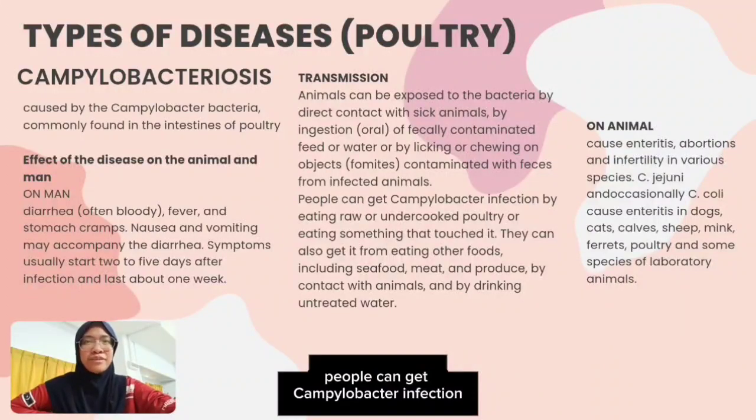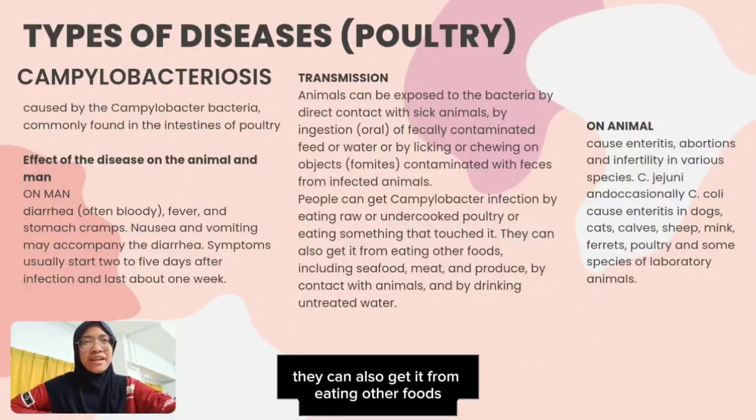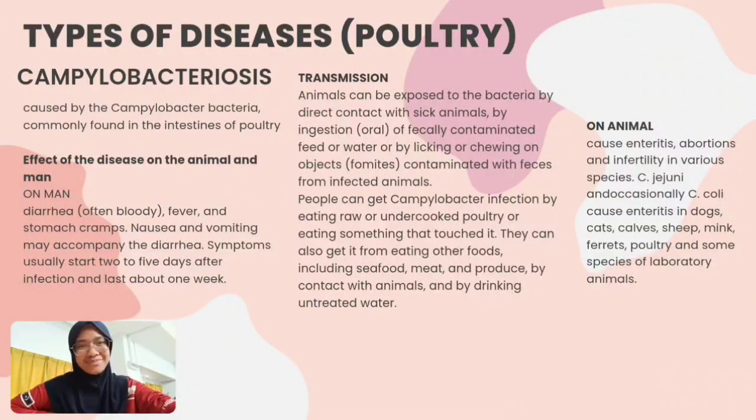People can get Campylobacter infections by eating raw or undercooked poultry or eating something that touched it. They can also get it from eating other foods, including seafood, meat, and produce, by contact with animals, and by drinking untreated water. That's all from me.